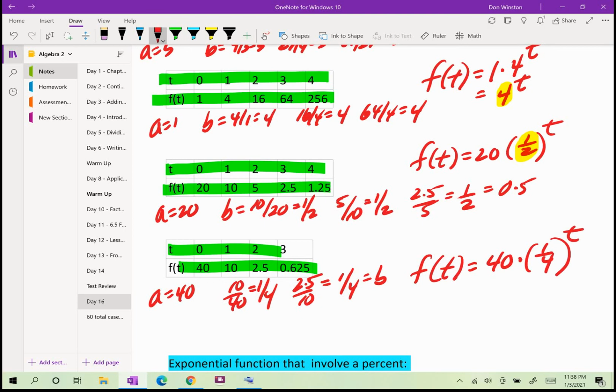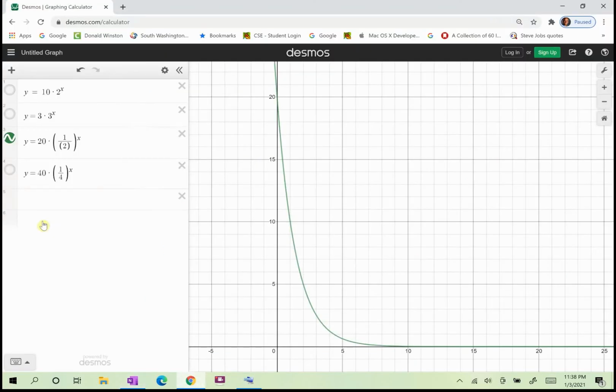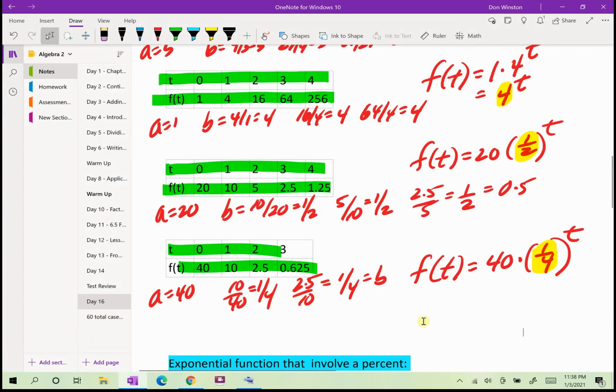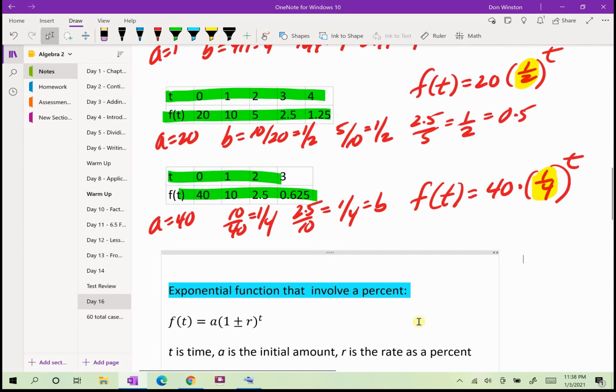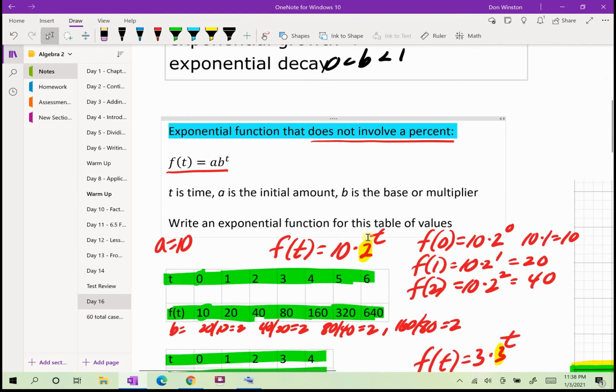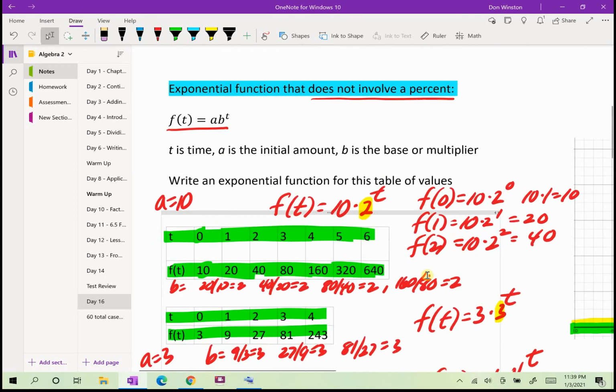And that, again, will represent exponential decay, because b, or my multiplier, is less than 1. If I go out and graph this, 40 times 1/4 raised to the x, you see that represents exponential decay. So those were exponential functions that did not involve a percent.